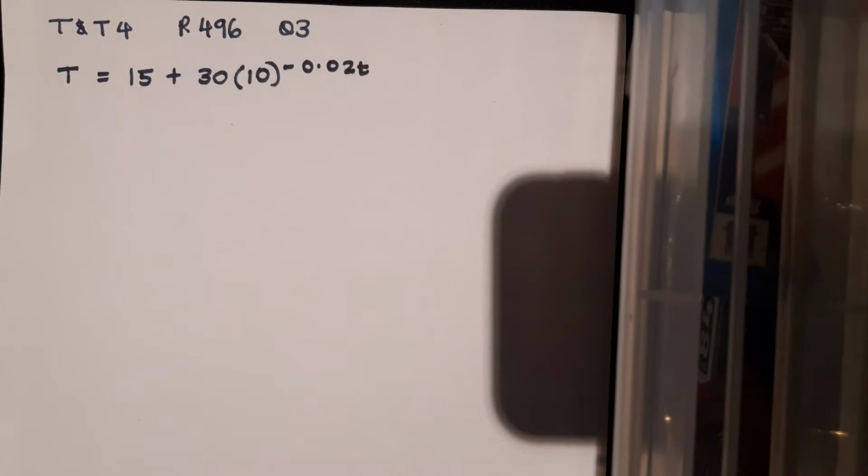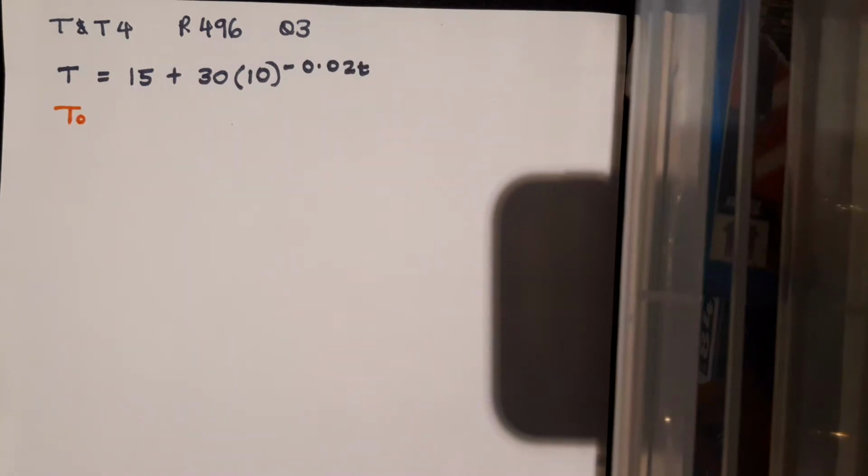This is a solution for the question from text test 4 on page 496. It's question 3. They start off by giving us a rule for the temperature of the milk, which was heated up to 45 degrees Celsius. As it cools, as time passes, the temperature is calculated using this formula, 15 plus 30 times 10 to the minus 0.02 T. They say in the question that the initial temperature is 45 degrees, and let's just verify that by calculating with this formula.